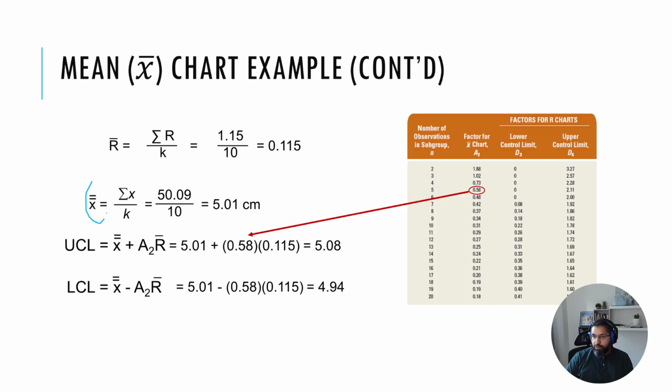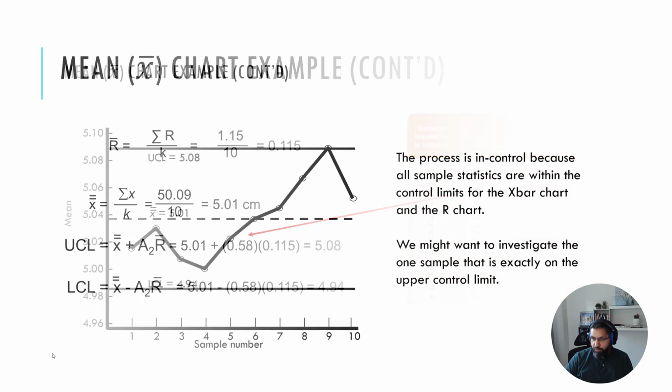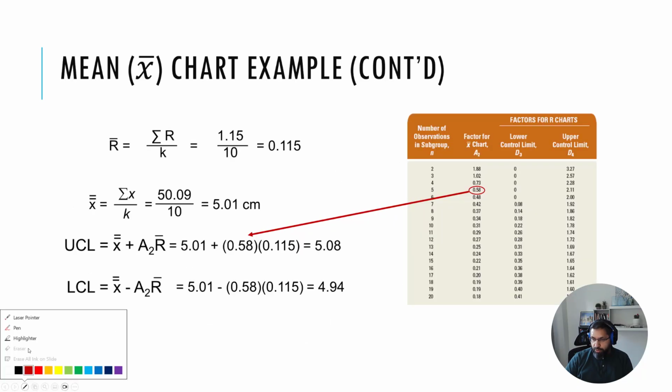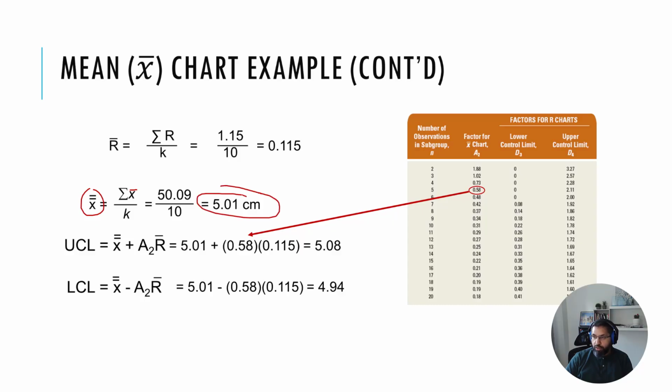So again, x bar bar is the sum of all the x bars divided by the number of samples. Slight correction here: this is the sum of x bars. So you had x bar 1, x bar 2, x bar 3, x bar 4, all the way to x bar 10. Add all the x bars, divide by the number of samples k, and you get x bar bar, which is 5.009 or 5.01. We know r bar from a previous calculation.